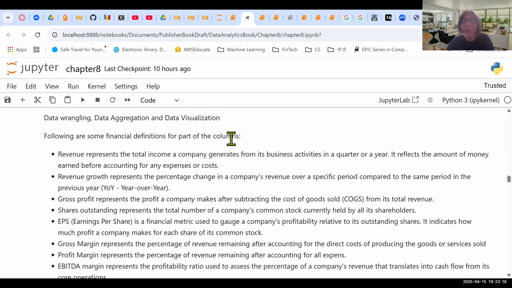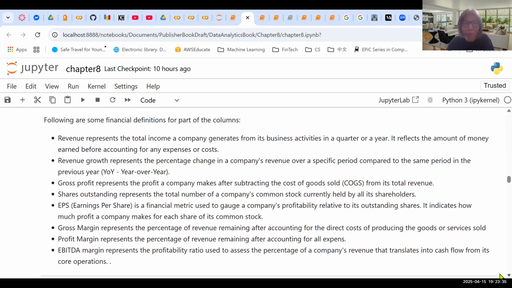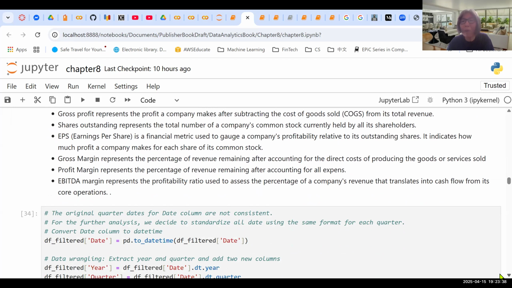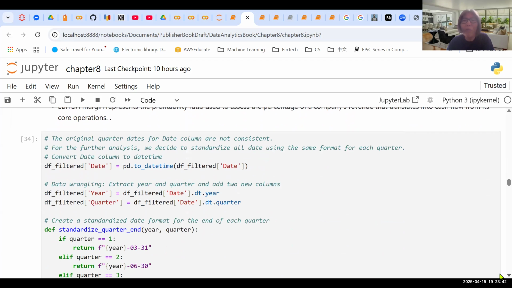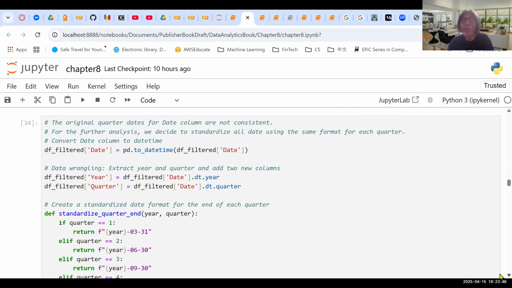And for the columns, there are some financial definitions, like what is revenue growth, gross profit, shares outstanding, earnings per share, gross margin, profit margin. Those are more economic terms, and if you're interested, you can do more investigation. If you major in economics, that makes more sense.